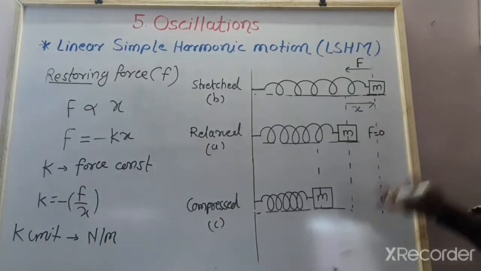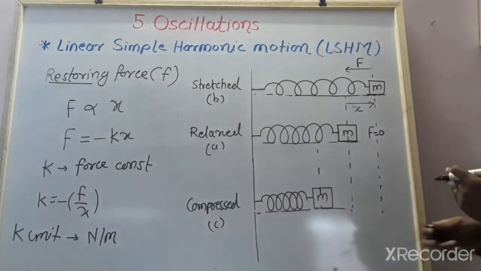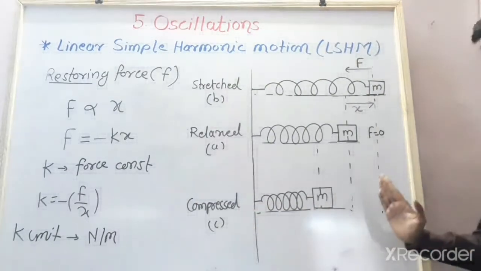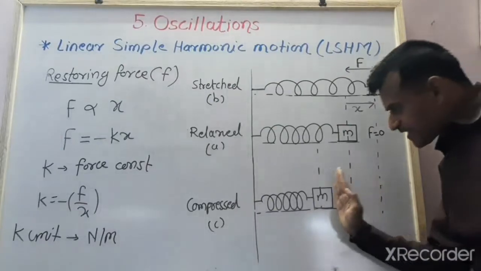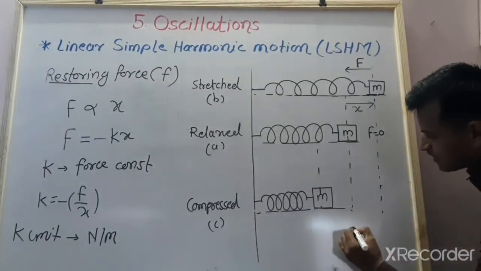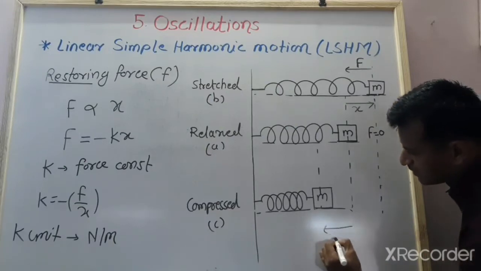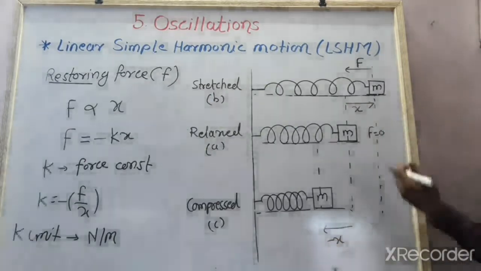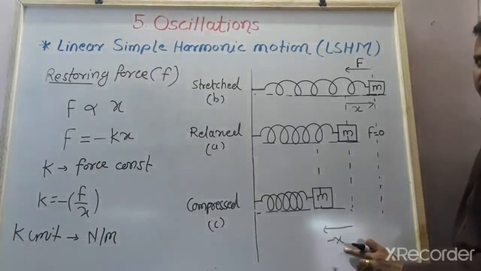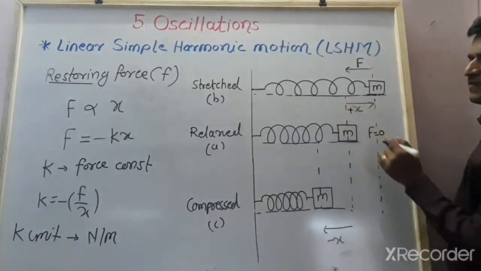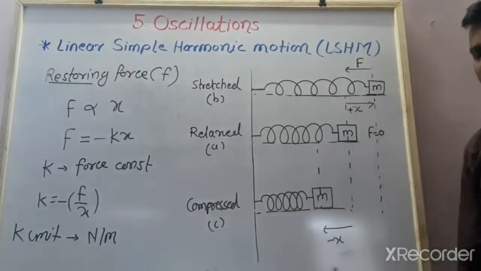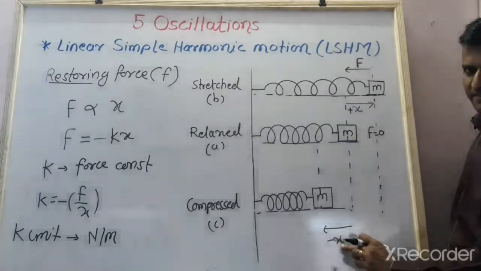Now in the third case, that is the compressed position, when block M is compressed toward the left side, what happened? Then its displacement, suppose this is the minus x, because of the left side, according to Cartesian sign convention, we can write here minus sign, there is the plus. राइट साइड ची डिस्टन्स आपण पॉझिटिव्ह कन्सिडर करतो आणि लेफ्ट साइड ची निगेटिव्ह कन्सिडर करतो. This is the minus sign.